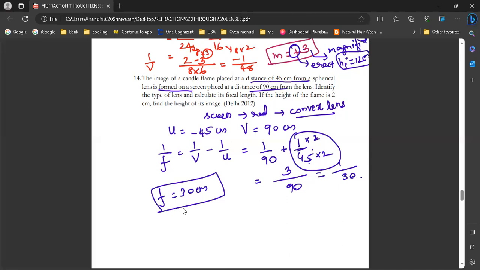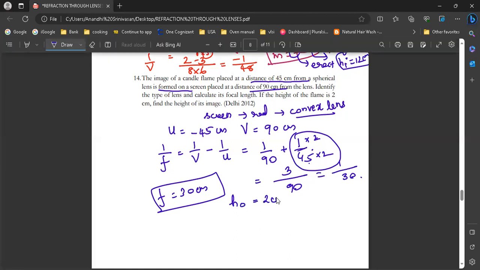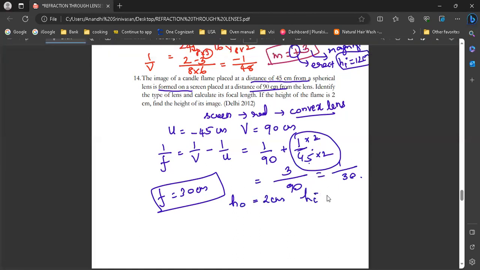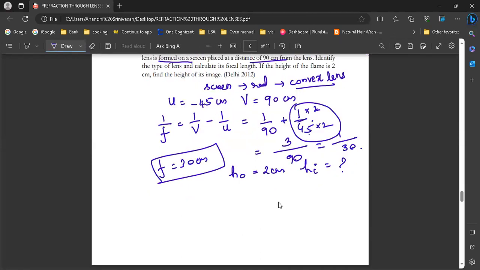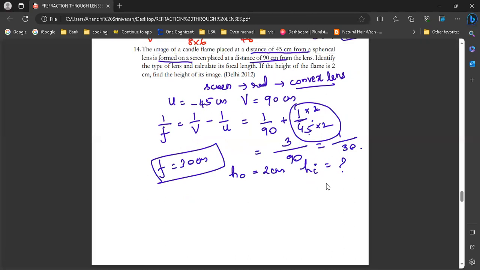Then the height of the object, the flame, is given as 2 cm. You have to find the height of the image. Height of image is minus 4 cm. Yes, minus 4 cm. Good. Because we will be getting a real and inverted image, so it will certainly come negative. The height of the object is always positive.